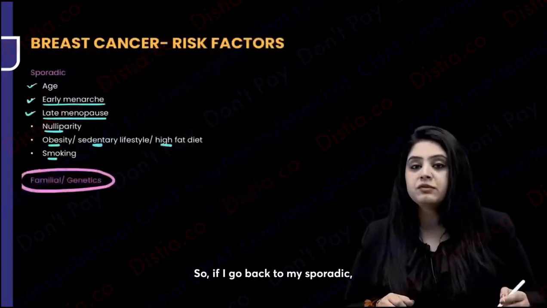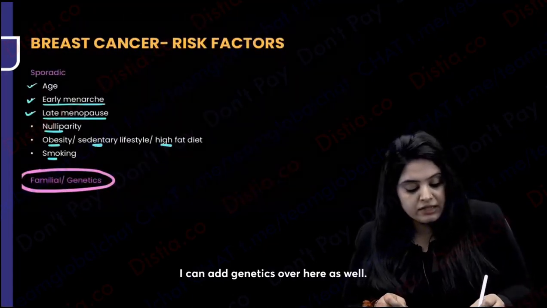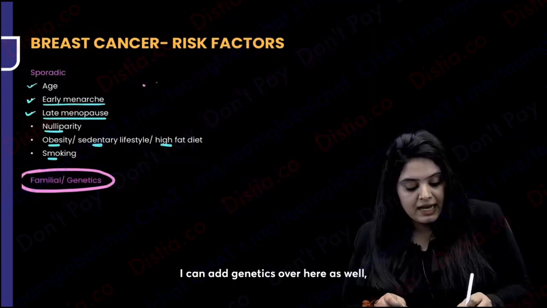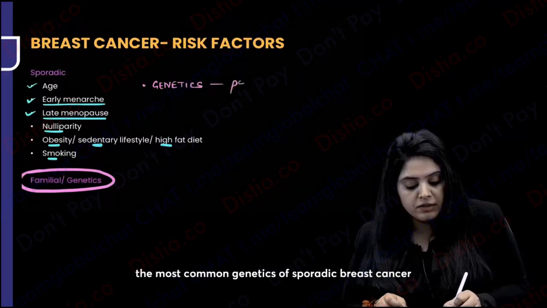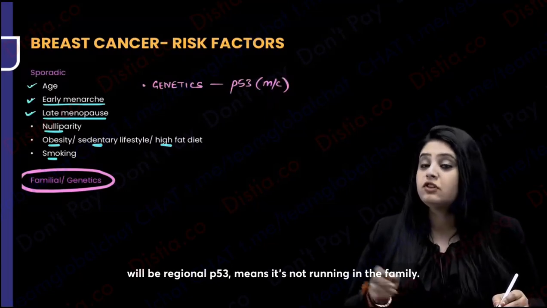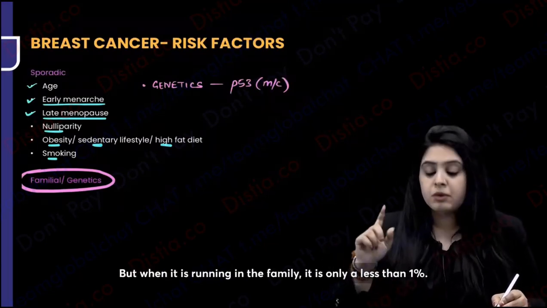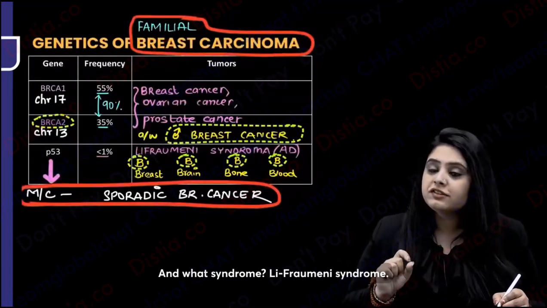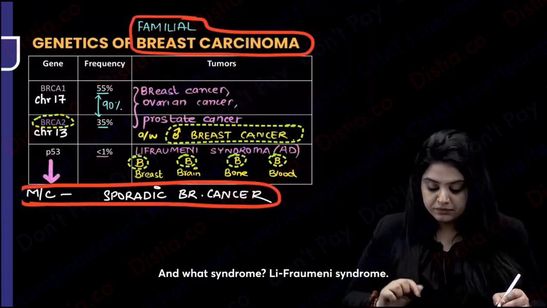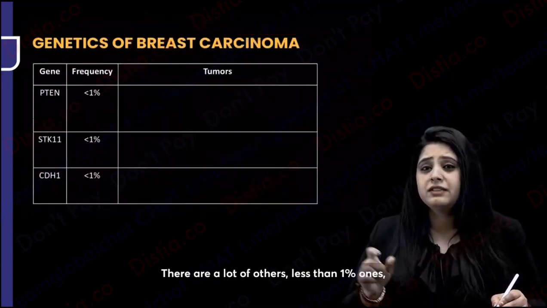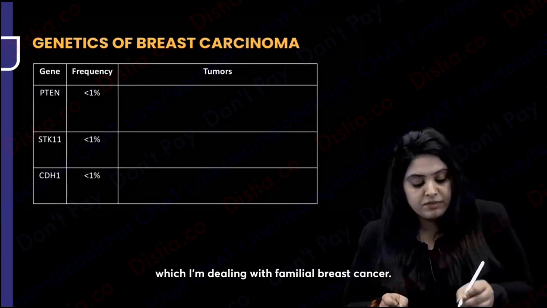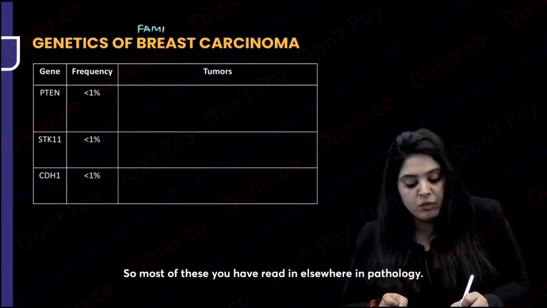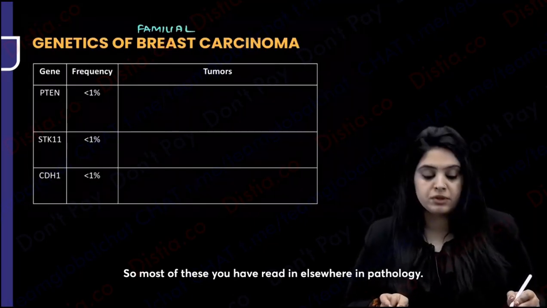So if I go back to my sporadic, I can add genetics over here as well, and in the genetics over here, the most common genetics of sporadic breast cancer will be written as P53, means it's not running in the family. But when it is running in the family, it is only less than 1%. And what syndrome? Li-Fraumeni syndrome. Moving on to the next, there are a lot of other less than 1% ones which I'm dealing with in familial breast cancer. So most of these you have read elsewhere in pathology.